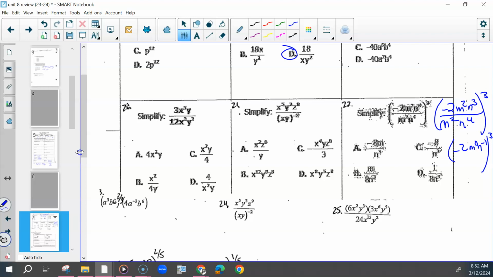Multiply everything to the third. So negative 2 to the third, m still to the 0, n to the negative third. And then negative 2 to the third would be negative 8. M to the 0 is 1, so that would disappear. N to the negative third comes down. So that was C. Negative 8 over n to the third.